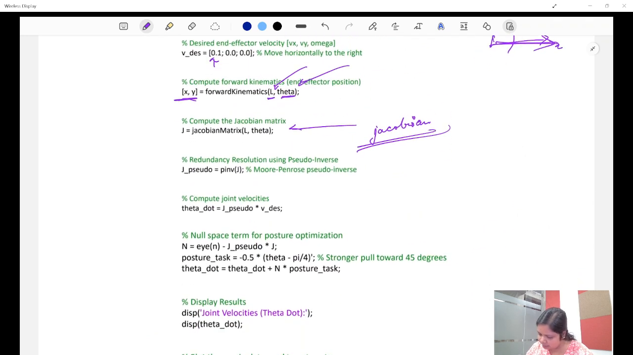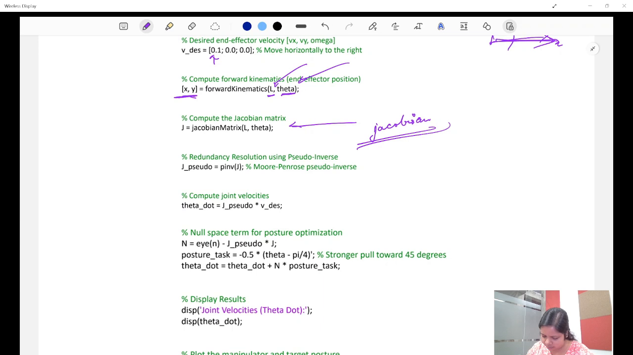Now let's move to the next step, where we actually want to take the pseudo inverse. This we had already discussed, right? The pseudo inverse of J. We are taking the pseudo inverse because the Jacobian matrix in our case is right now a 3 cross 7 matrix. So this is what we are doing.